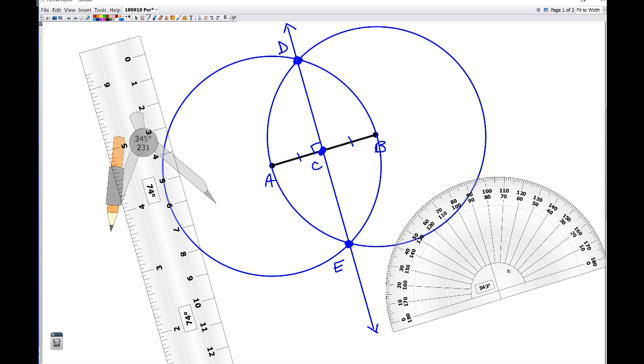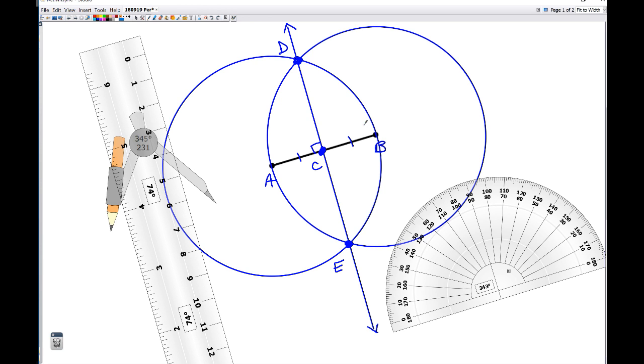So here we are back at the construction paper. We now know that this angle ACD is a 90-degree angle. We know that line DE is this perpendicular bisector. We know that AC is congruent to CB. Now the question becomes, what about DC? What about line segment DC and line segment CE? Are those exactly the same?